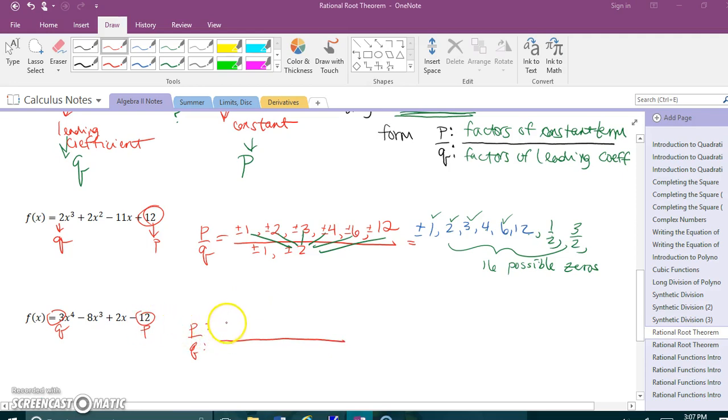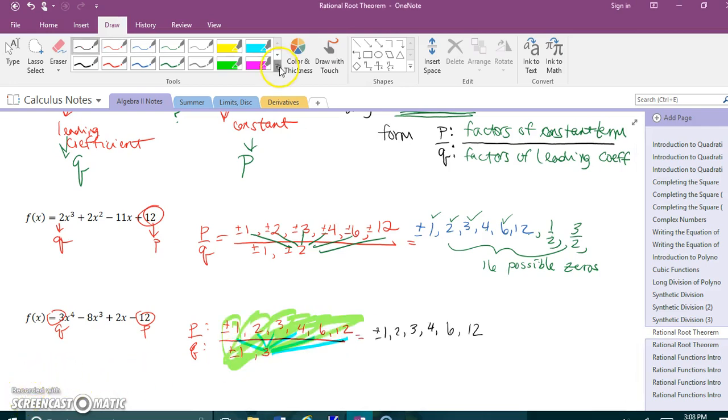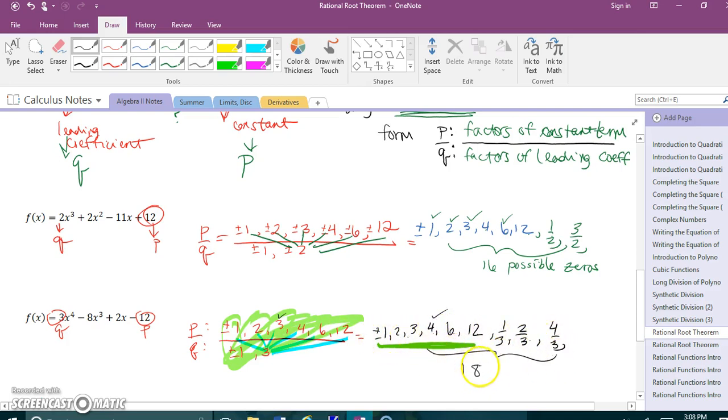So P is the number at the end, so I'm going to put all the factors out. And then Q is plus or minus 1 and 3. Then you just divide them like we did before. So far I divided them all by 1, and I got these numbers here. And then I'm going to divide them all by 3, and that's going to give me just a few more here. So 1 over 3 is 1/3, 2 over 3 is 2/3, 3 over 3 I got it, 4 over 3 is new, 6 over 3 I have, and 12 over 3 I have, it's 4, which is right there. So 2, 4, 6, 8, 10, 12, 14, 16, 18 possible zeros this time.